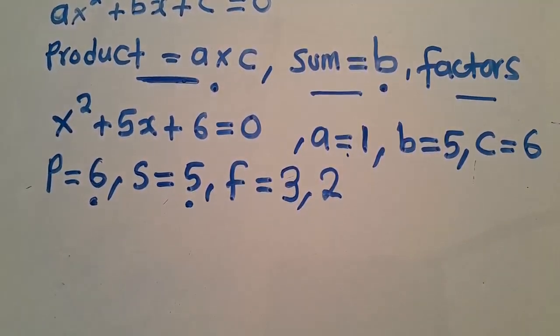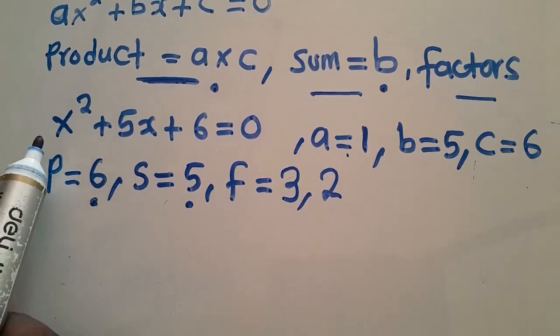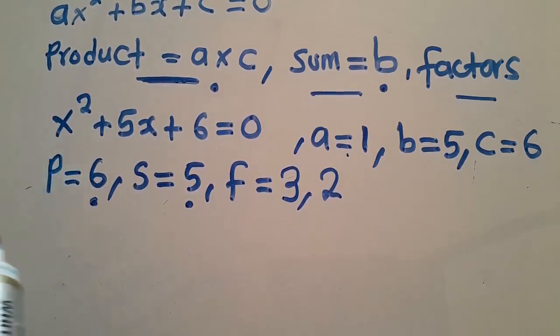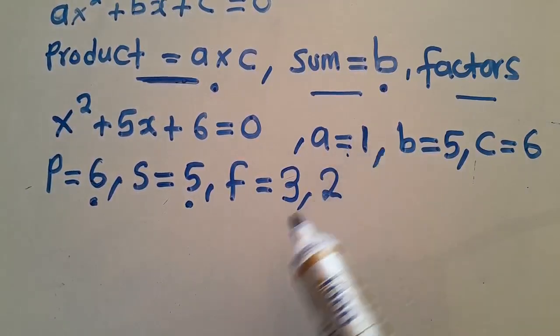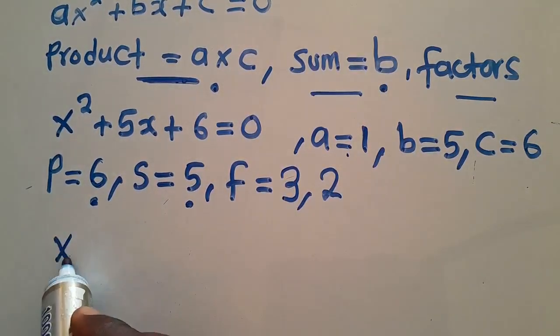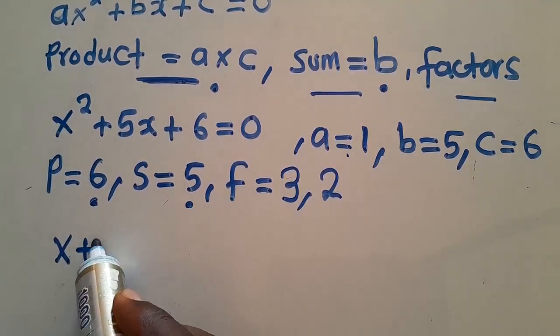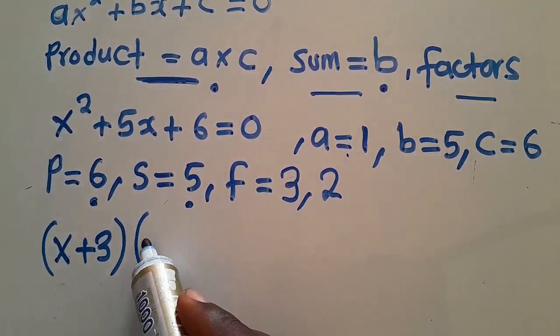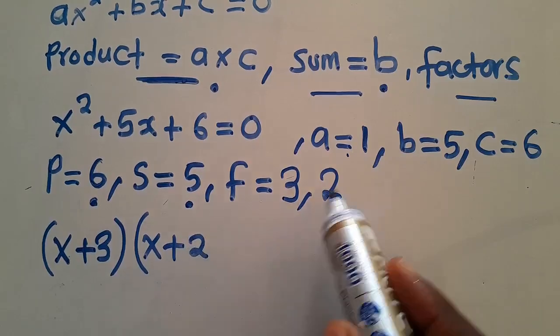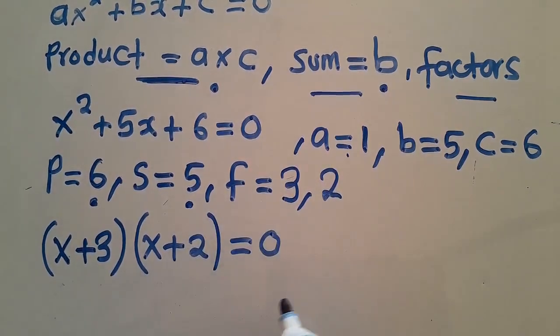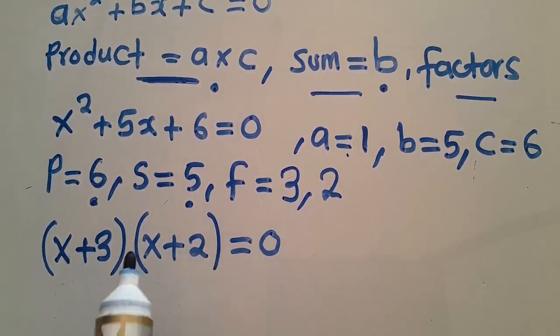So after you do this, as long as the coefficient of a is 1, you just need to go direct. You say x plus 3, this is positive 3, and then x plus 2, that is positive 2, is equal to 0. You only do this if the coefficient of a is 1. I'm going to give another example where the coefficient of a won't be 1, and show you how to solve that one. But for now, let us just stick to this way of answering questions.